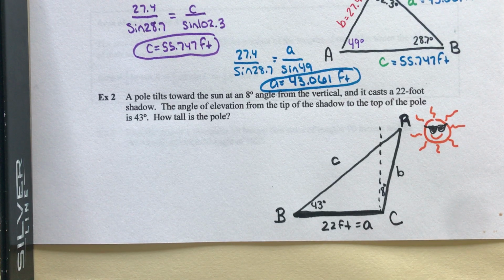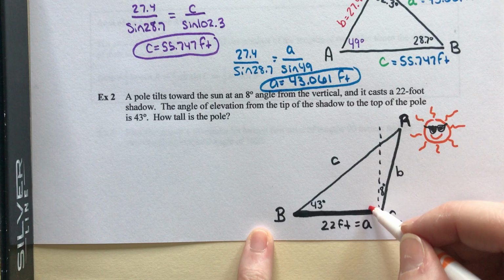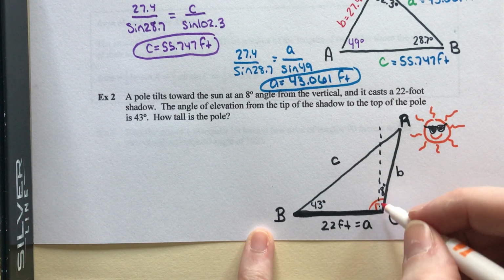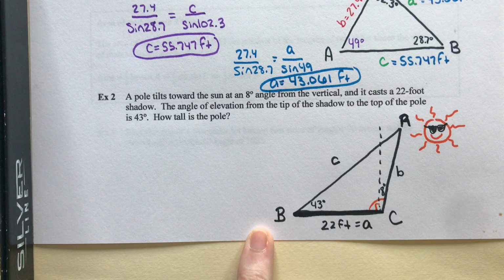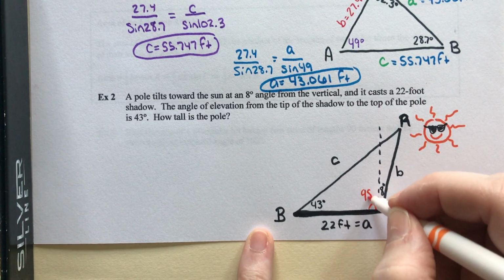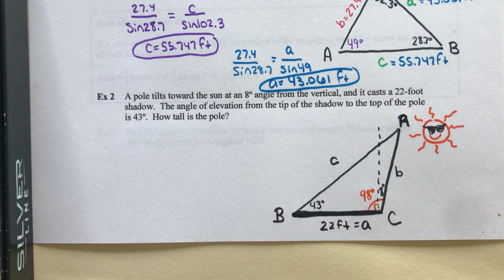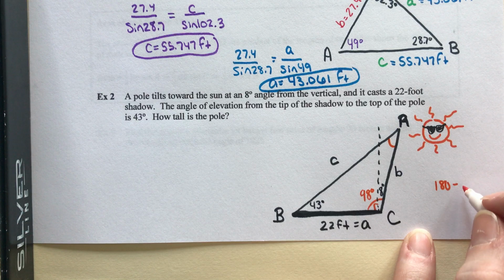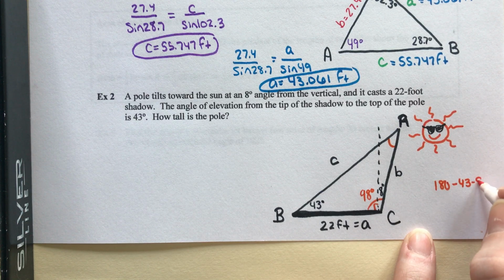Okay, so right off the bat, I can figure out this angle right here because this would be 90 degrees plus the 8 that we extended past the vertical. So that would be 98 degrees. And then this angle I could figure out by just subtracting 180 minus 43 minus 98. That gives me 39.